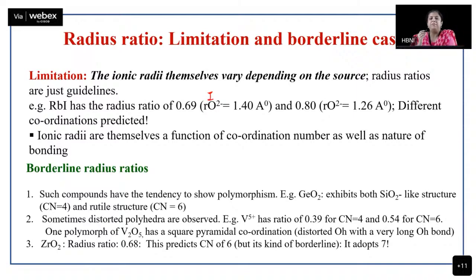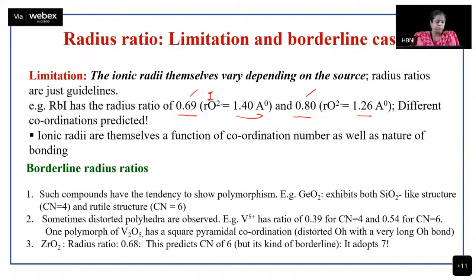Now, for rubidium iodide, if I calculate the radius ratio, it is 0.69 when I take the radius of iodide as this, and it is 0.80 when I take the radius of iodide as this. And both of them fall in different ranges. This falls for the cubic and this falls for the octahedral. So different coordinations are predicted, right? So we have to see which source we are referring to, whatever paper we are referring to, what source have they referred to? So these kinds of anomalies happen.